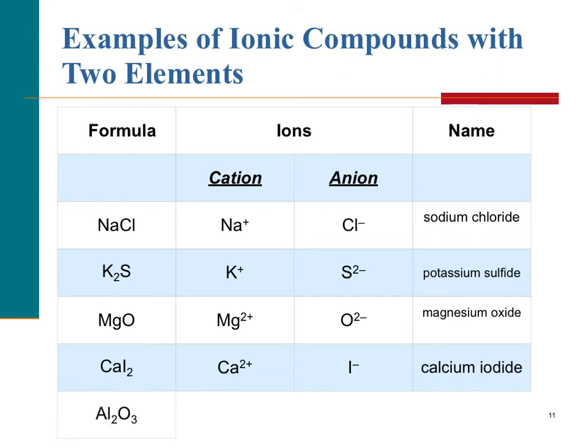Okay, for this next example, I actually have it written wrong. I don't want this to be an O. I want it to be an S. So go ahead and name it that way. So Al3 plus, and that 3 comes from the periodic table. S2 minus, again looking where it's at on the periodic table, and that would be aluminum sulfide.